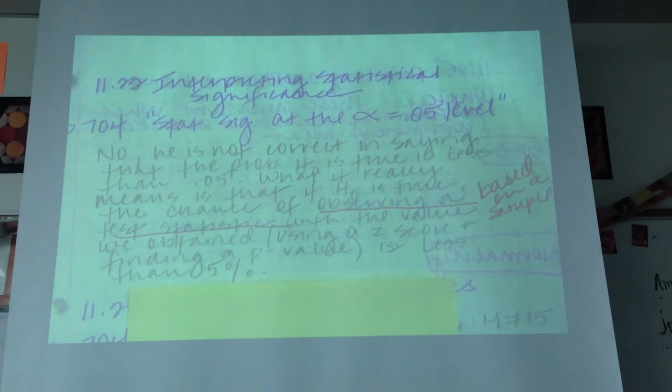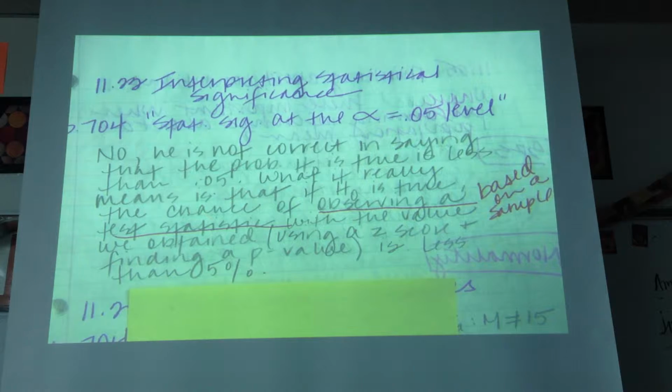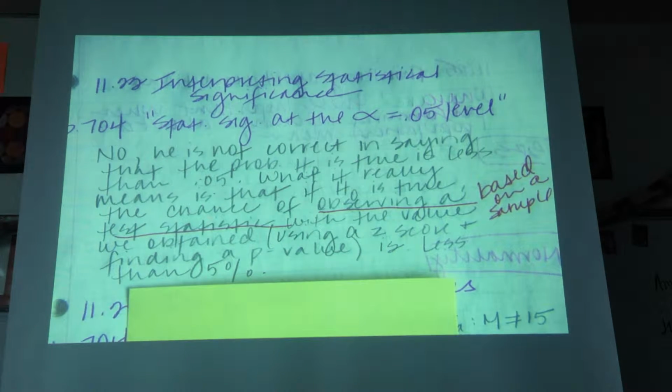In 22, the question is asking us to explain the meaning of statistically significant at the 5% level, and the student explains it in error. The student explains it as that this means the probability that the null hypothesis is true is less than 5%.